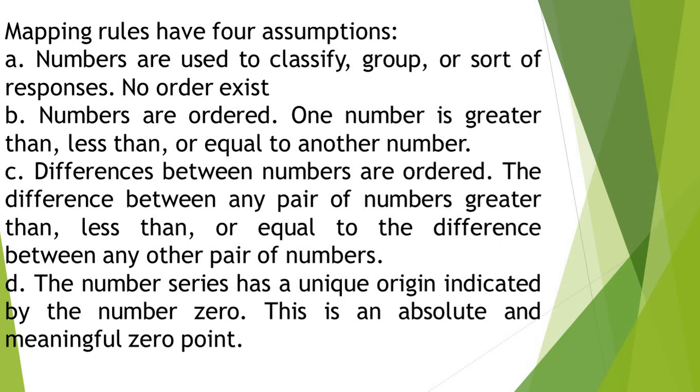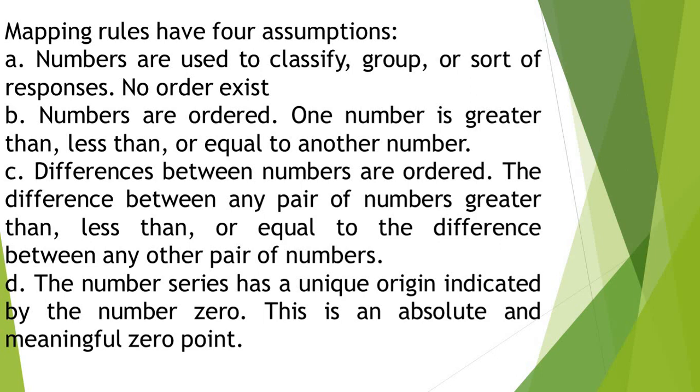Second, numbers are ordered. One number is greater than, less than, or equal to another number. So this refers to the numbering which has order. Third, differences between numbers are ordered. The differences between any pair of numbers are greater than, less than, or equal to the difference between any other pair of numbers. Fourth, the number series has a unique origin indicated by the number 0. This is an absolute and meaningful 0 point.